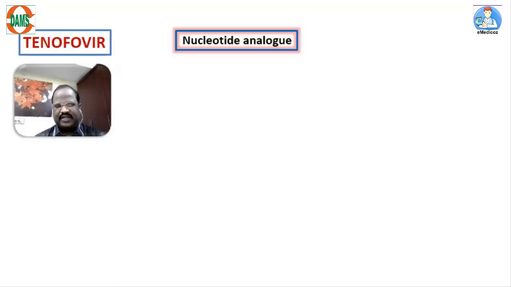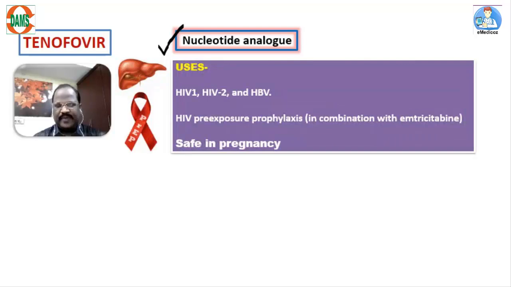Tenofovir is a nucleotide reverse transcriptase inhibitor. Remember, all the other drugs are nucleosides, whereas the one and only nucleotide reverse transcriptase inhibitor is Tenofovir. This drug is useful for managing HIV 1 and 2 and also for treating hepatitis B virus infection, and is also useful for preventing viral infection as a pre-exposure prophylaxis along with Emtricitabine, and this drug is safe in pregnancy. The very important MCQ point is that Tenofovir, in addition to HIV, is also useful for hepatitis B viral infection. This is again a very important point.